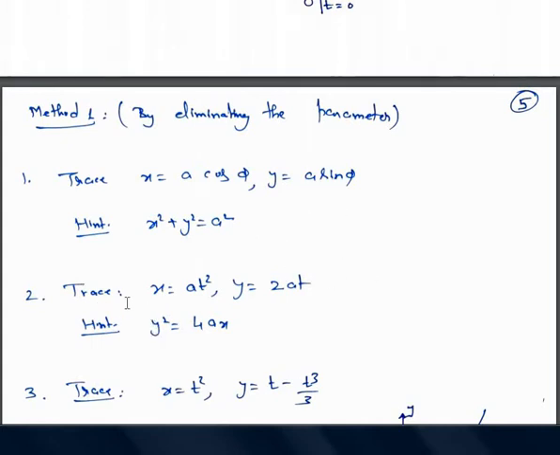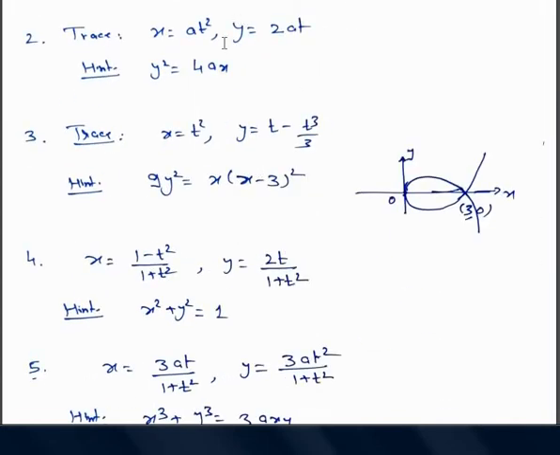Okay, similarly if you have this curve, x equals at square, y equals 2at. And now if you eliminate t between these two equations, you will get y square equals 4ax. Now y square equals 4ax represents a parabola. If you take this curve, x equals t square, y equals (t minus t cube) upon 3. Now you square y and then put the values of x in terms of t square. x is t square. So eliminate t between these two equations. So you will get 9y square equals x into (x minus 3) whole square.